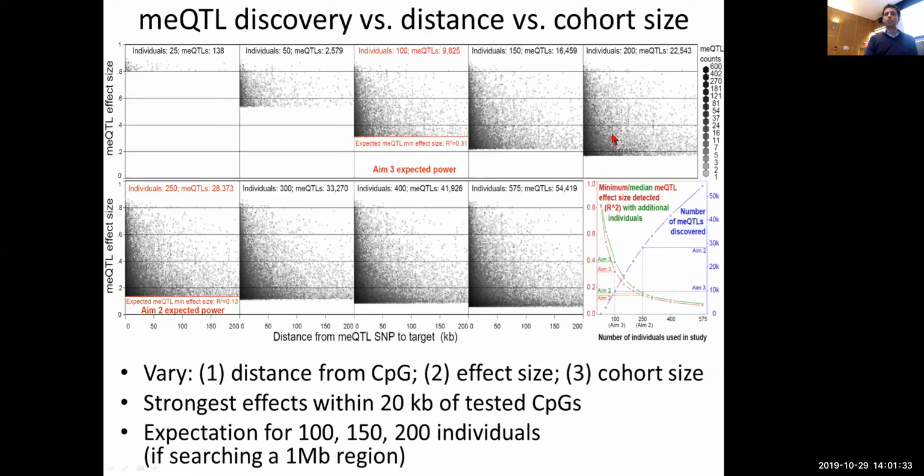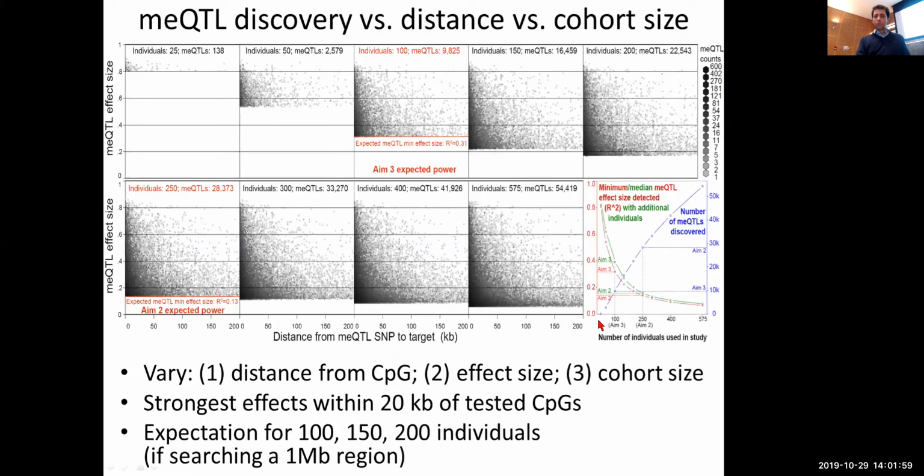Then as I increase the number of individuals, you can see that I'm discovering weaker and weaker effects. Basically, I have the ability to detect, at a significant threshold, weaker and weaker effects. So much more subtle effects I'm able to discover, and I'm also able to find things that are further and further away. Everybody with me with these plots?